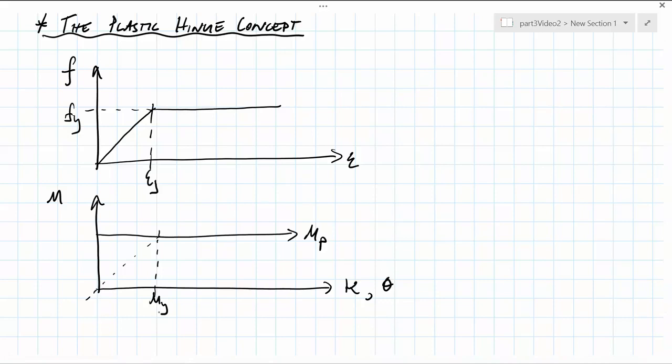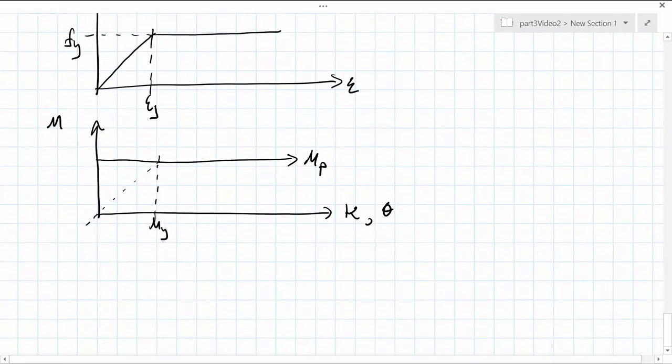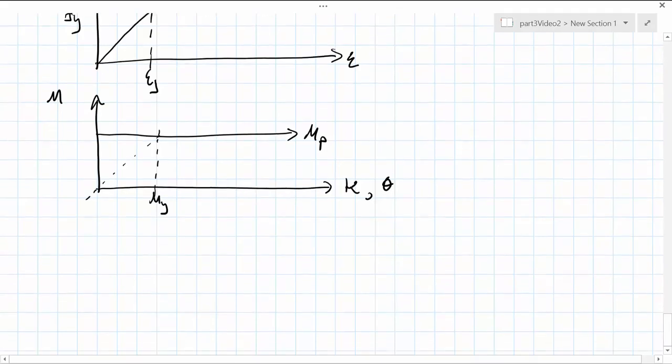Due to there being no increase in moment capacity beyond Mp, we say that the plastic hinge has developed, and when a sufficient number of them form in a structure to create a mechanism, we say that the structure is in a state of plastic collapse. Plastic hinges are fully plastic cross-sections. The interconnecting segments of the structure are assumed to remain rigid, and all deformations are concentrated at the plastic hinge.